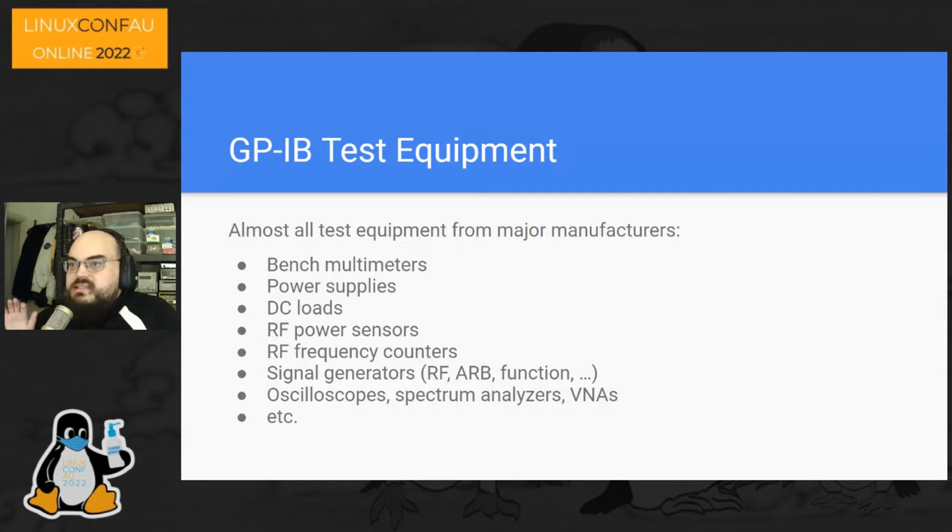So, as I said, there's lots of equipment that supports it. You've got pretty much any major piece of test equipment: bench multimeters, power supplies, DC loads, power sensors, frequency counters, signal generators, oscilloscopes, spectrum analyzers, VNAs. It really is pretty much any piece of major test equipment that you're used to using. At least the higher end versions will have it as an interface option. Some more modern stuff will no longer have GPIB, but it will still support the same command sets through different interfaces.